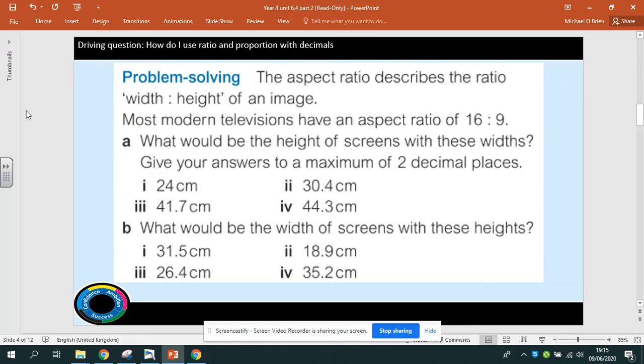So, our next question is all about televisions. The aspect ratio describes the ratio of width to height of an image. Most modern televisions have an aspect ratio of 16:9. So that means for every 16 across, the screen goes 9 up. So it's a rectangle of 16:9.